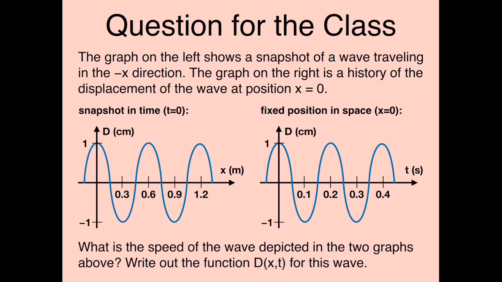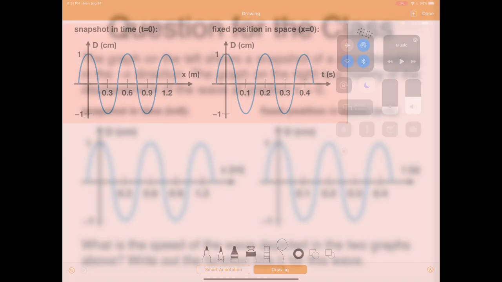So the first question is, what is the speed of the wave depicted in these two graphs? And then second, let's write out the function d of x and t for this wave. So again, pause the video, see if you can work this out, and then we'll go through it together.